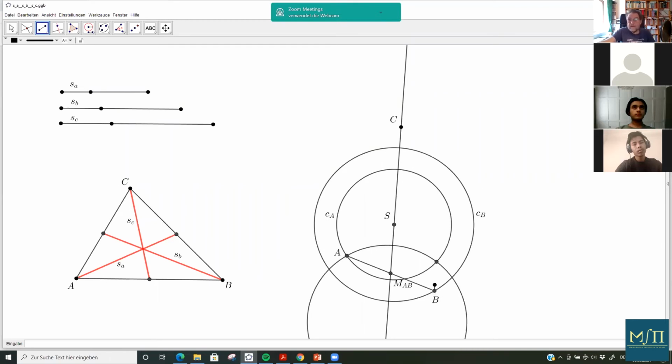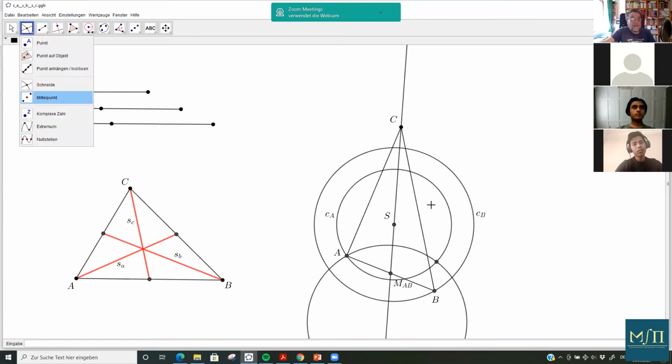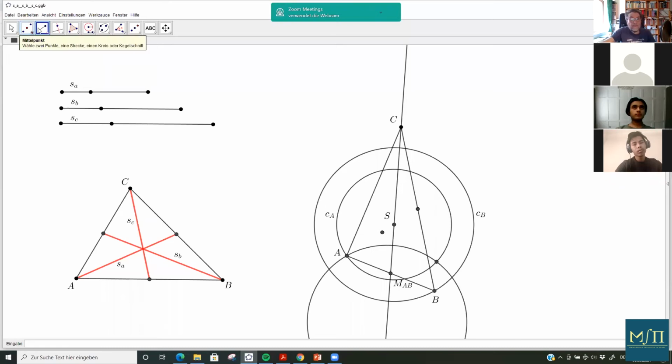And once again, this is the triangle with the properties that I wanted. If I now take the midpoint of BC, I can do that simply by using the midpoint tool, and I can now connect A and this midpoint. That's the midpoint, I don't want that. I wanted the line segment.